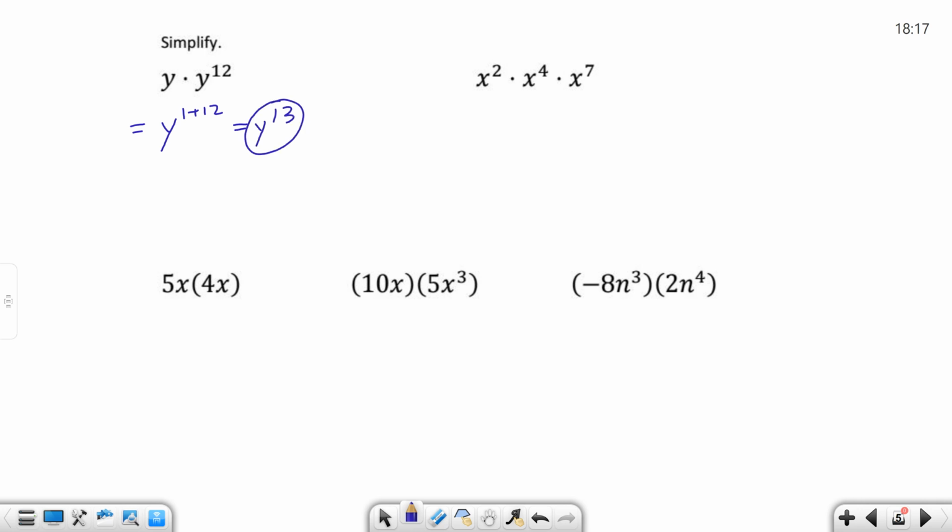The whole reason I did that, I wanted you to see that was the first power. If you just have a y, it's 1. It's not 0, it's 1. If you had 0, you wouldn't see any y's. Anything to the 0 power is 1, remember? So there it is. All right, y to the 13th.